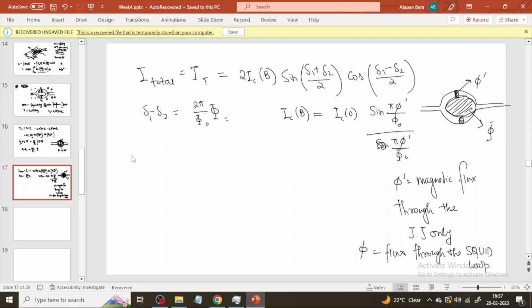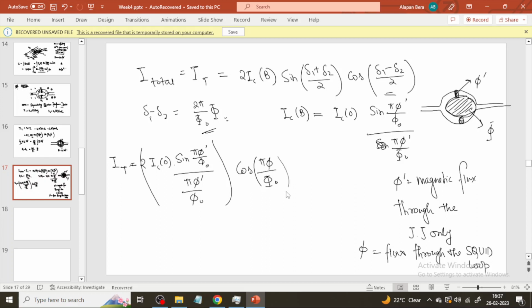So now let's substitute all this in this equation. This finally gives us I_C0 sine of (pi phi prime by phi naught) over phi prime by phi naught. Okay, this term is here. Now in the place of delta 1 minus delta 2, we put this thing. So this gives us phi by phi naught times sine of delta, where delta is given by (delta 1 plus delta 2) by 2.